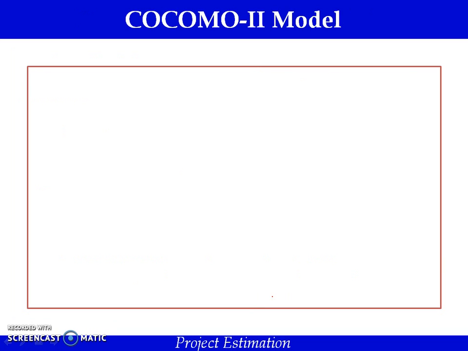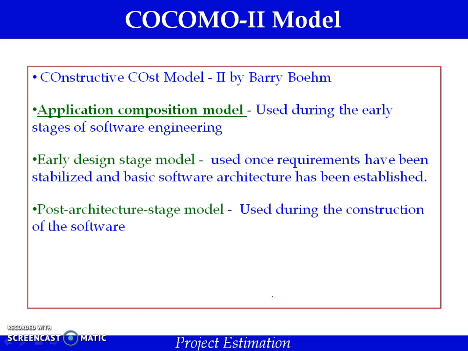COCOMO II model. In the classic book on software engineering economics, Barry Boehm proposed the COCOMO II model, that is the constructive cost model. This model can be applied at 3 levels during the development of your project. Application composition model. This is used during the early stages of software engineering. The second one is the early design stage model. Once the requirements are finalized and a software architecture is established, we can use this model.